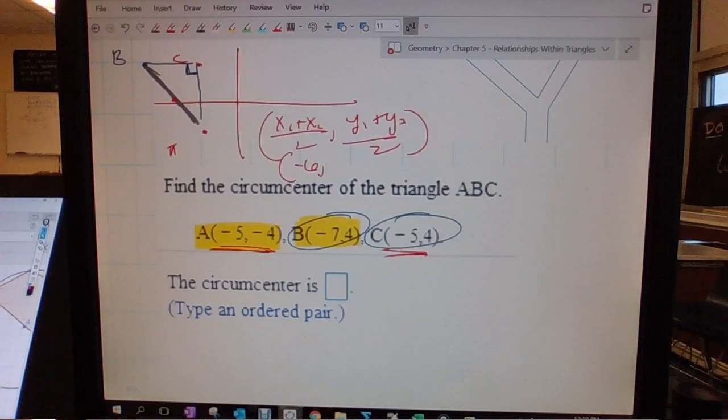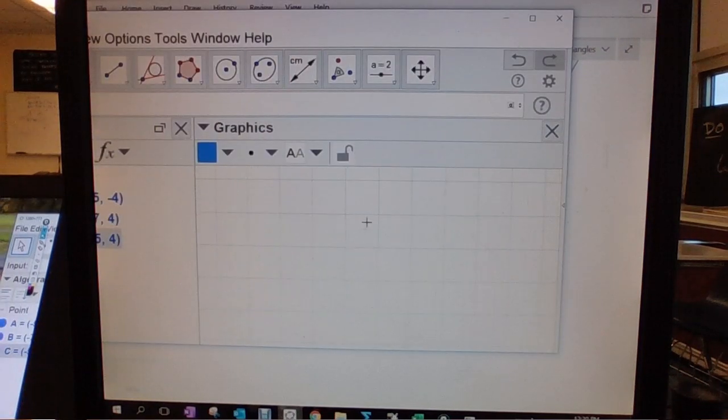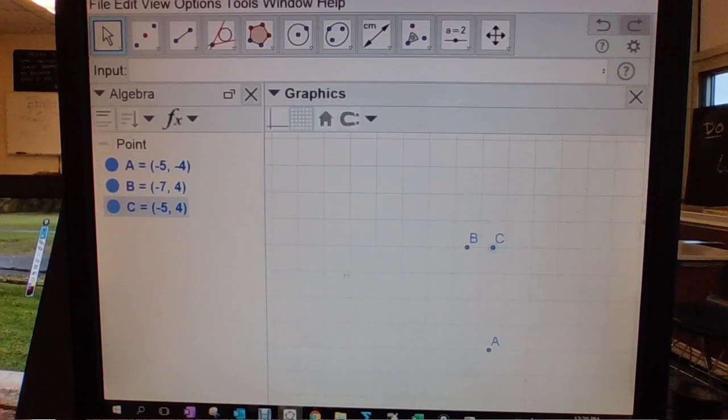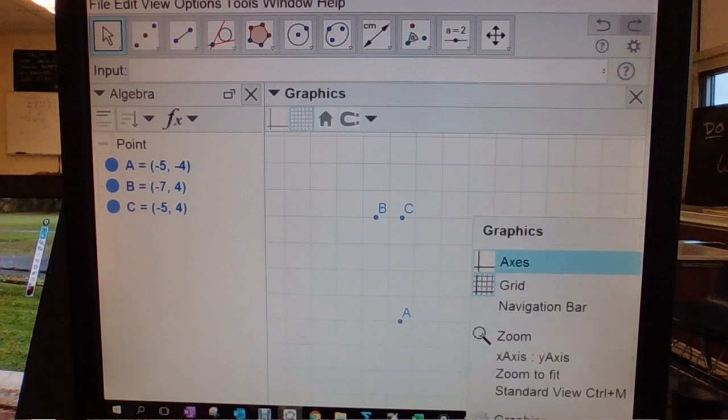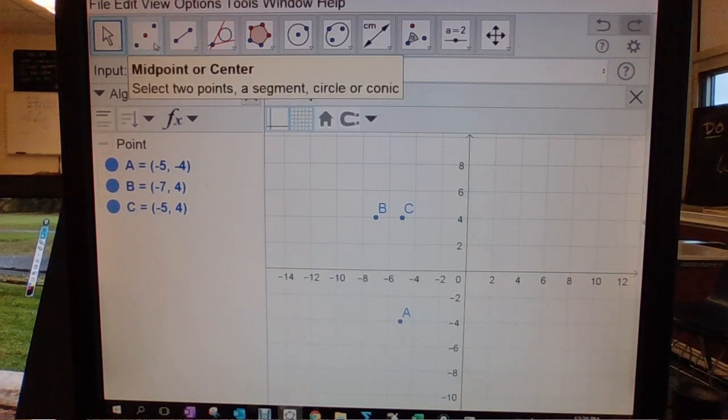And I'll give you a quick look, just so you can see it a little bit easier in distances. So if I go A is at negative 5, negative 4, B is at negative 7, 4, and C is at negative 5, 4. If I put those together, put my axes in here. Okay, that's the picture we drew by hand, right?